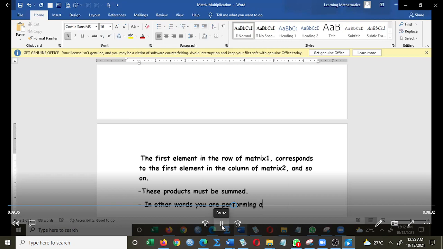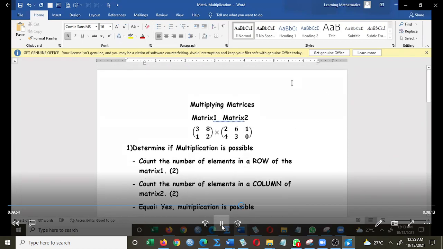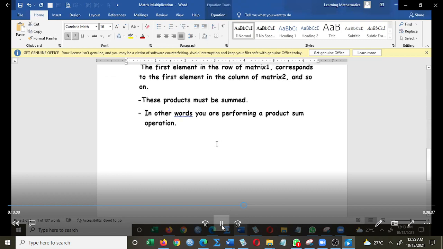the product sum. Okay, you multiply and then you add operation. So let's see how that's going to be done. So let's carry down our question or problem. We want to multiply those two matrices.